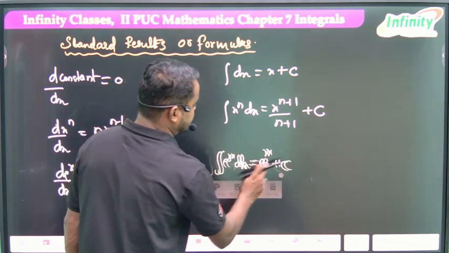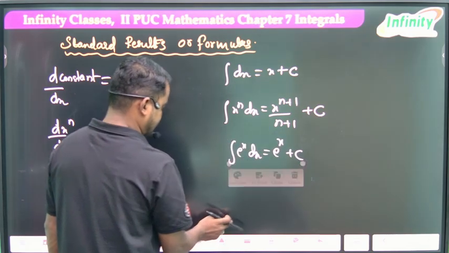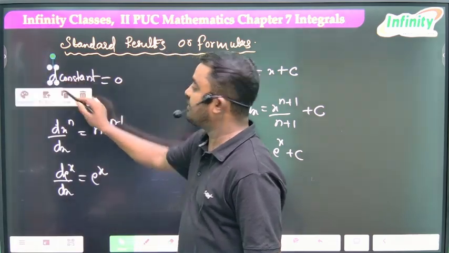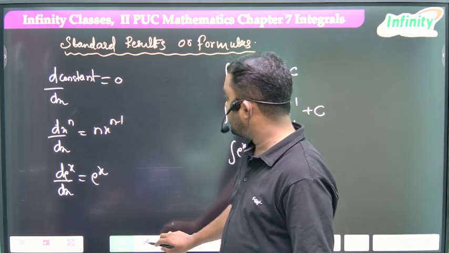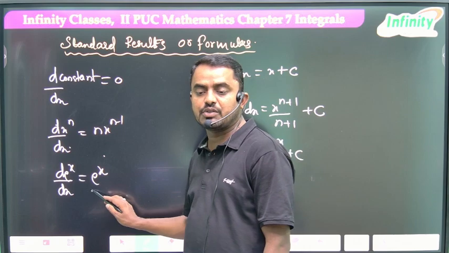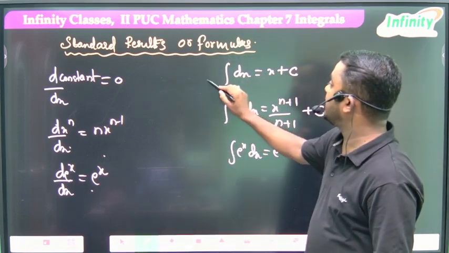e raised to x plus c. So these are the derivative formulas. Derivative of a constant is what? Always 0. And derivative of x raised to n is what? n x raised to n minus 1. Derivative of e raised to x is what? e raised to x. And integration of dx is what?